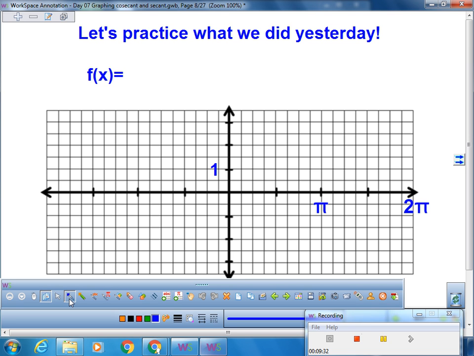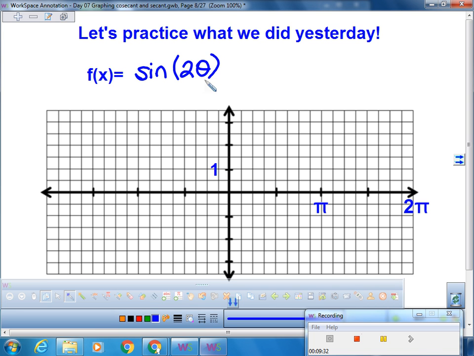This time, instead of talking about the amplitude, let's talk about the periodicity. Sine of 2 theta. You may define this one first, and then we'll give you the next one. Okay. So this says I'm going to have 2 rotations in 2 pi.